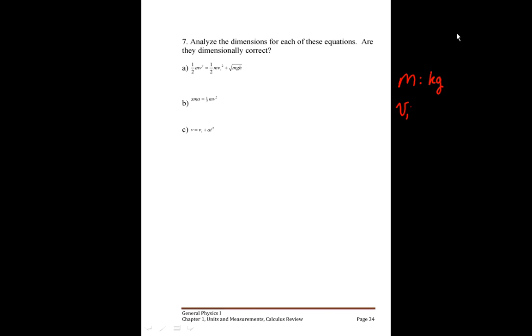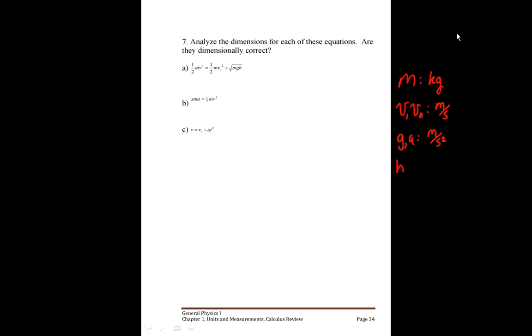V and V naught are both for velocity. V naught is for an initial velocity, that is the velocity at time equals 0. It's in meters per second. G and A are both acceleration. That's going to be meters per second squared.